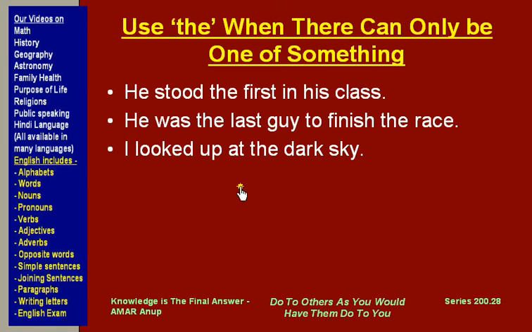Another example, I looked up at the dark sky. Now we know there is only one sky. There cannot be two skies. So we say I looked up at the dark sky. So we use the with objects or nouns for which there is only one of that.